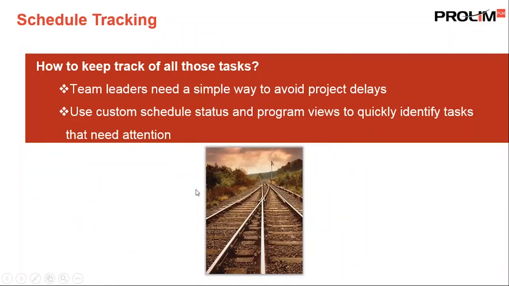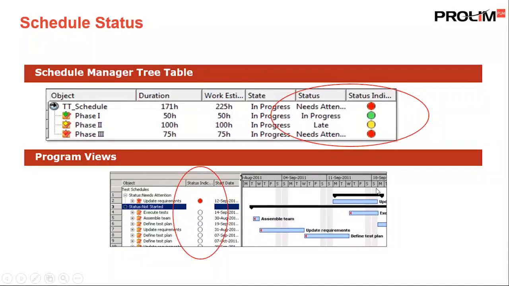Now comes schedule tracking, because every team leader wants to understand how their program, projects and schedule are progressing. So this tool will give you some identification: red means needs attention, green means in progress, yellow means running late. This sort of indication will help the program manager identify which milestones could get affected, and they need to take measures to keep their program on track.